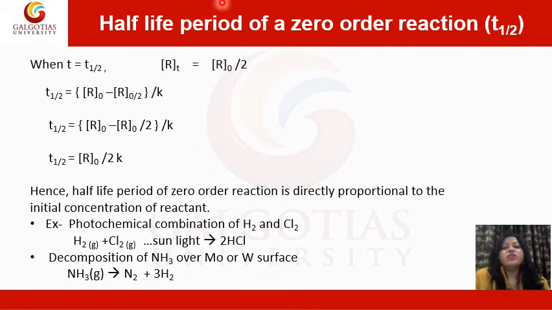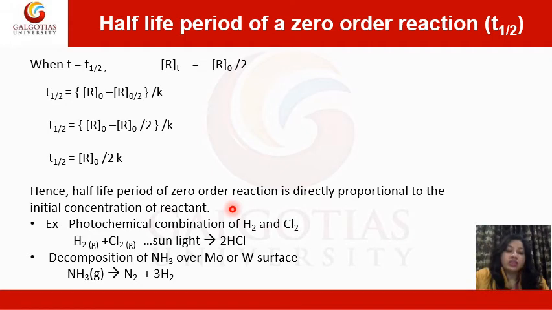Now calculate the half-life period of a zero order reaction, that is t half. When t equals t half, then [R]t equals [R]0 by 2. So put the values of t half and [R]0 by 2: t half equals ([R]0 minus [R]0 by 2) divided by k. Now we solve this and get t half equals [R]0 by 2k. Hence, the half-life period of a zero order reaction is directly proportional to the initial concentration of the reactant.